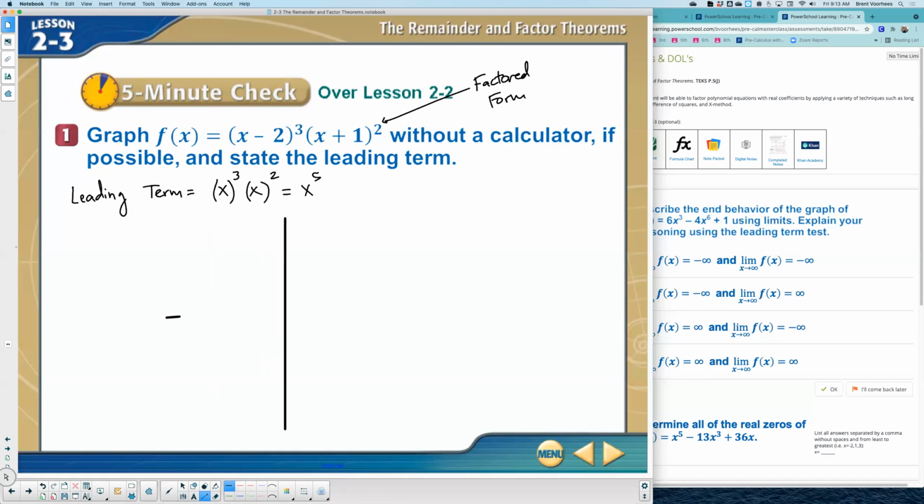If I wanted to try to graph this on my own, x to the 5th, what can you tell me from rule 1, lesson 2.1? Is it positive or negative? This will be a positive. What is my a value if it doesn't show? 1. So it's positive, which means it's not in the 4th quadrant.